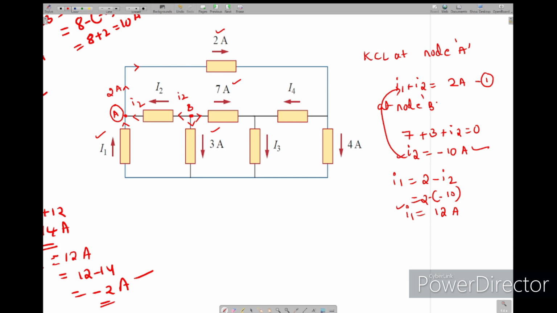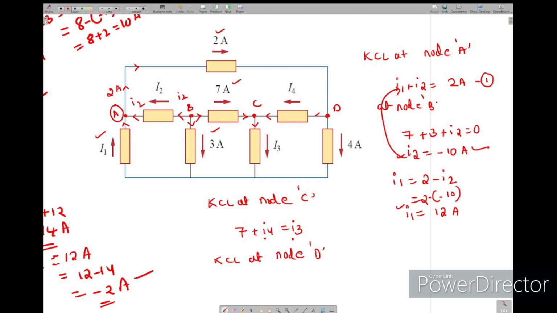Now we'll see I3. At this junction again, we'll take C. Again KCL at node C. What all is entering? 7 amps entering, I4 entering, I3 leaving. So entering current 7 plus I4 equals I3. But we don't know I3 and I4. Now we will apply KCL at this node, which we will assume is node D. KCL at node D.